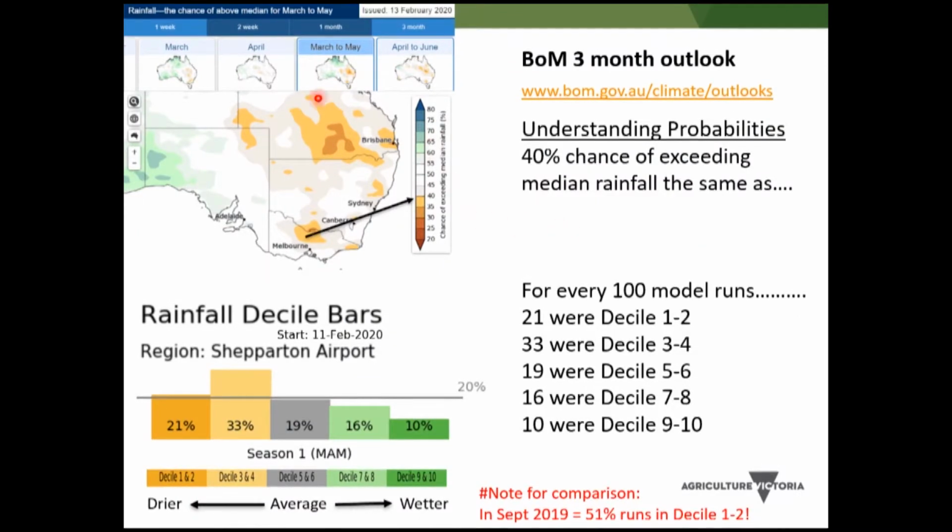So here's an example of the current forecast that the Bureau's got for the next 3 months, for March to May. This was issued on the 13th of February. You can see these maps, and they give a probability of above or below the chance of exceeding median rainfall. So looking at this area here, a 40% chance of exceeding median rainfall.